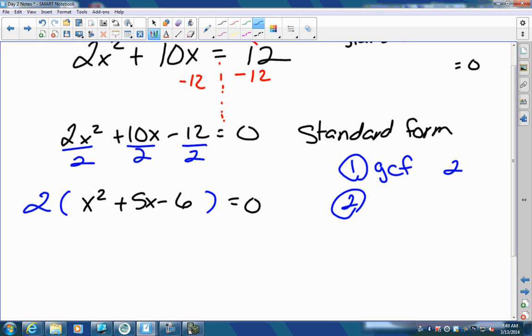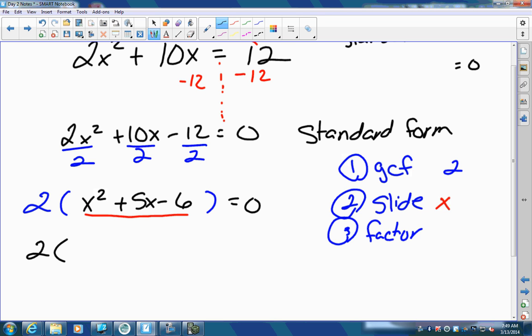Step 2 is to slide. You only slide if there's a number in front of the x squared. Is there a number? Right there. There's no number inside that parentheses because all we're factoring is what's inside here. So there's nothing to slide. So now I need to factor. Okay? I'm going to leave the 2 chilling on the outside.